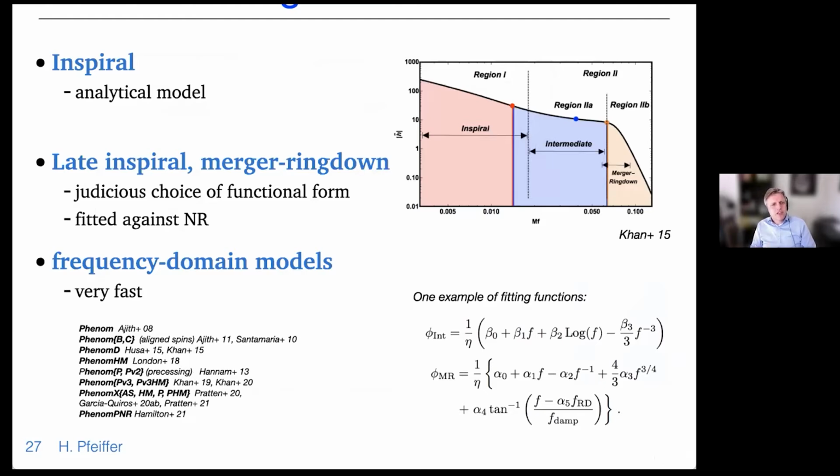The second big approach is phenomenological models that basically do away with the nice, elegant EOB formalism and directly start with sophisticated fitting formulas like the one I have in the bottom right corner here. They start with a judicious choice of the functional form, ending up with many free parameters, and those are fitted against the numerical relativity simulations, and one is done. But the big advantage is this can be done directly in the frequency domain, and one arrives at very fast models that can be evaluated in 1 millisecond thereabouts.